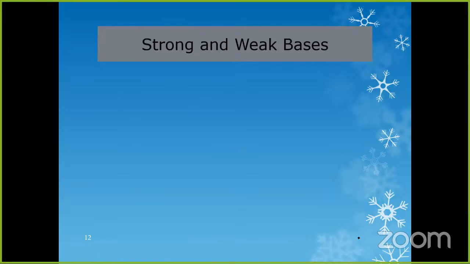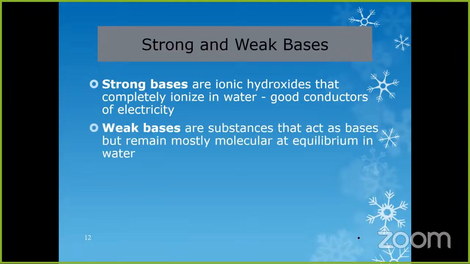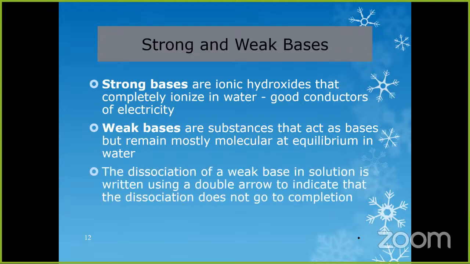If you understand what we discussed with respect to strong and weak acids, it's the same idea. Typically, strong bases are ionic hydroxides, like sodium hydroxide, potassium hydroxide, and so on. They undergo complete dissociation in water, and therefore will conduct electricity as well. So they're good electrolytes. Weak bases, however, undergo partial dissociation in water, and therefore they are weak electrolytes. And again, we use the same double arrow representation to indicate that dissociation does not go to completion.